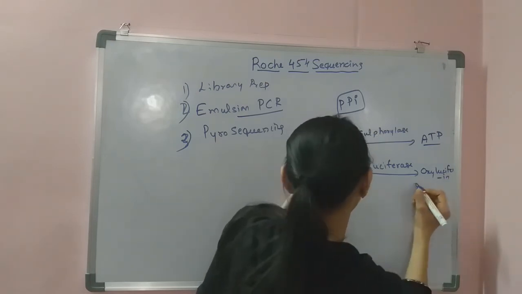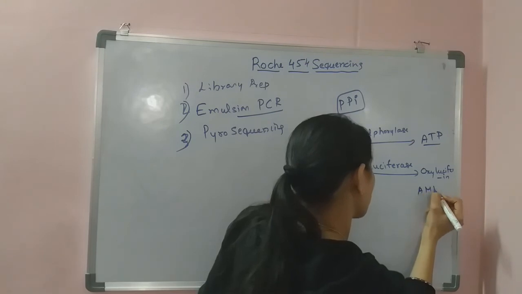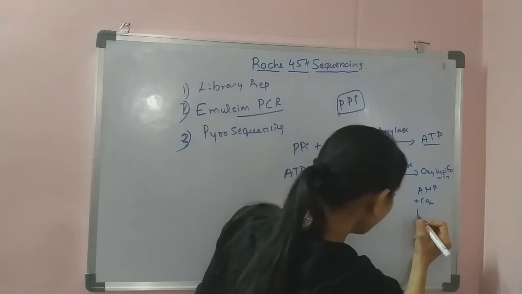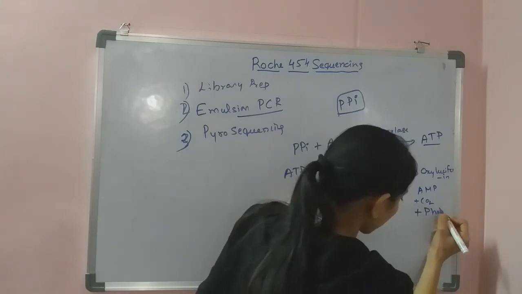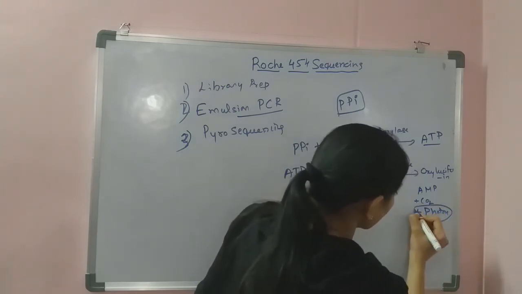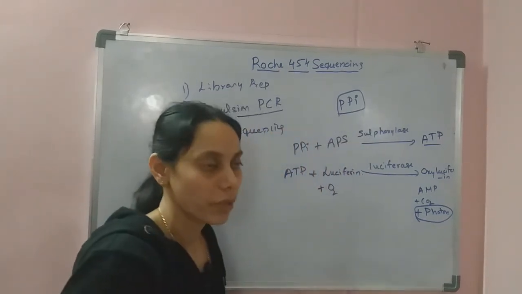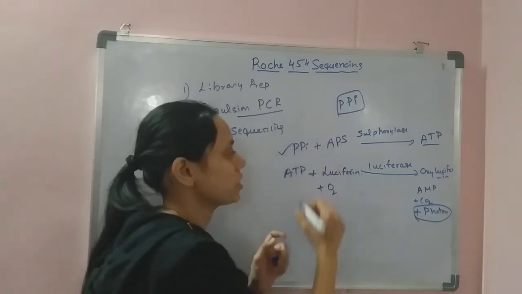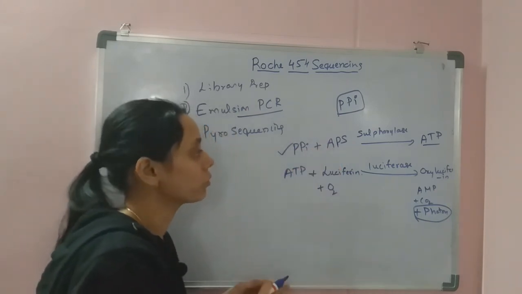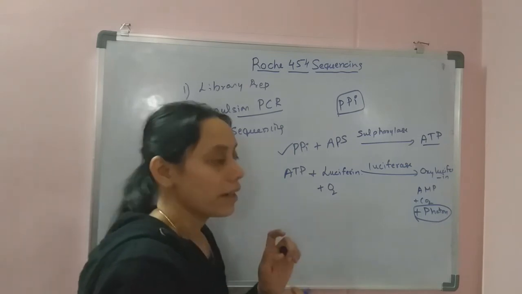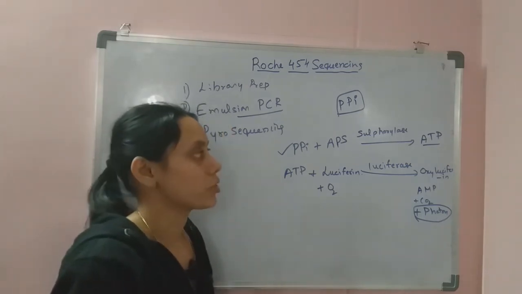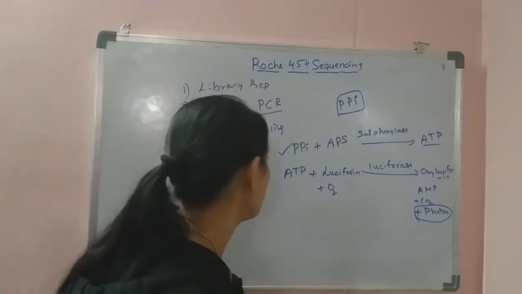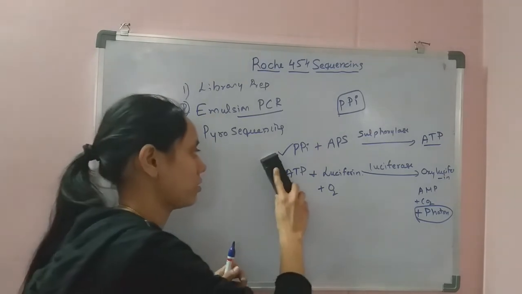and AMP will be produced. That means energy is consumed and CO2 is the byproduct, and a photon is released. This photon is the main reason for the production of light whenever the pyrophosphate is released. So that is how the light, or the signal, will be produced at every nucleotide addition. That is how pyrosequencing will be carried out.